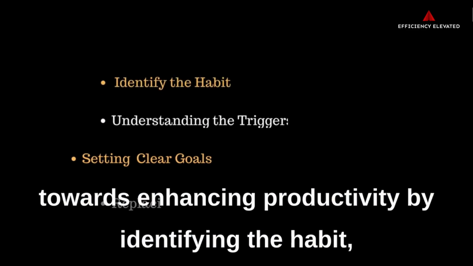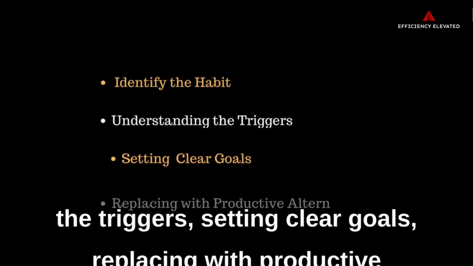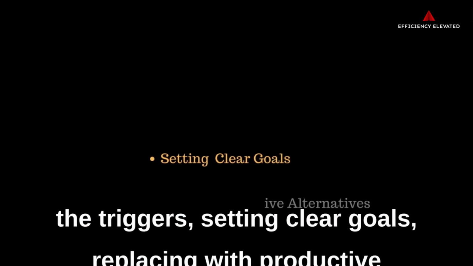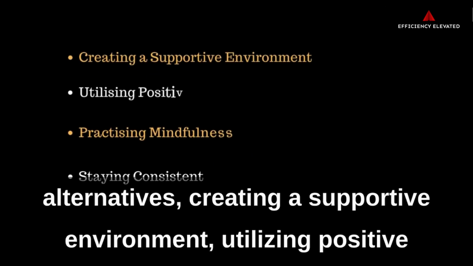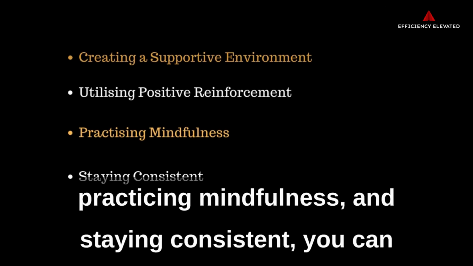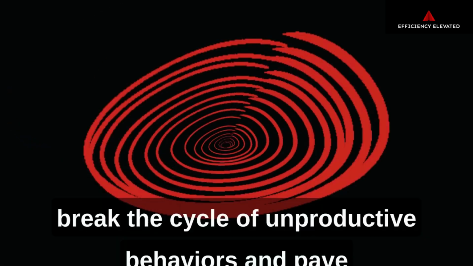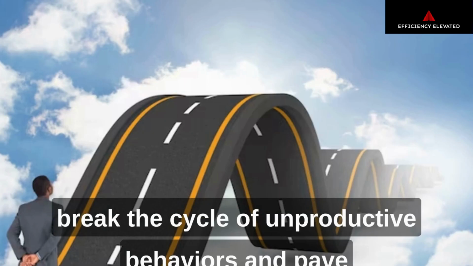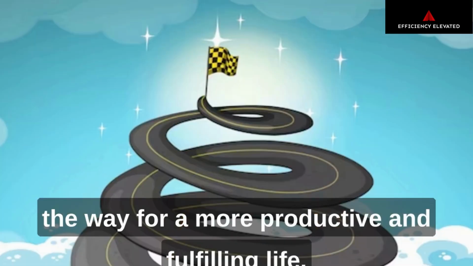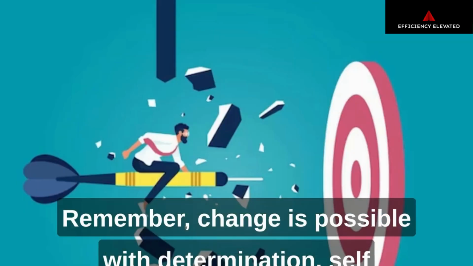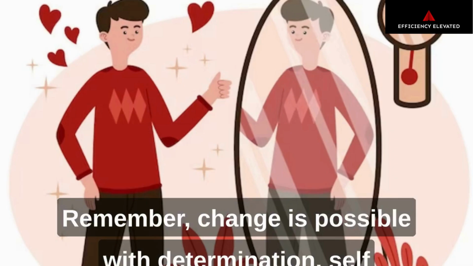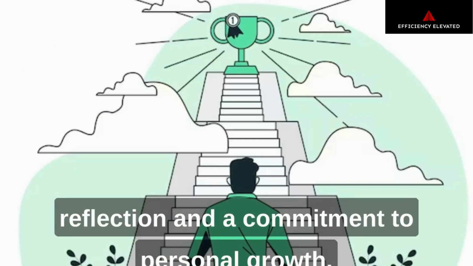By identifying the habit, understanding the triggers, setting clear goals, replacing with productive alternatives, creating a supportive environment, utilizing positive reinforcement, practicing mindfulness, and staying consistent, you can effectively break the cycle of unproductive behaviors and pave the way for a more productive and fulfilling life. Remember, change is possible with determination, self-reflection, and a commitment to personal growth.